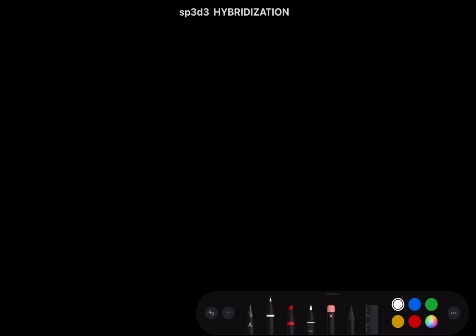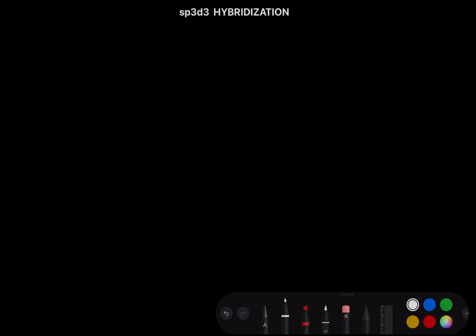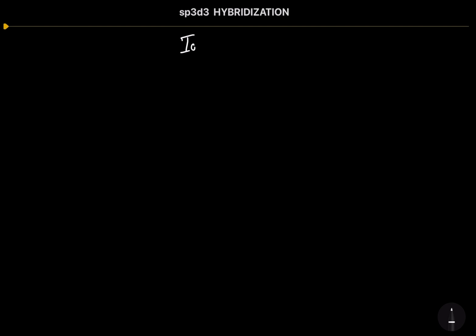My dear students, today's topic for the lecture is sp3d3 hybridization, and for this concept I am taking the example of iodine heptafluoride. So our today's example for the sp3d3 hybridization is iodine heptafluoride, that is IF7. So before starting the hybridization, let's make the Lewis structure of IF7.